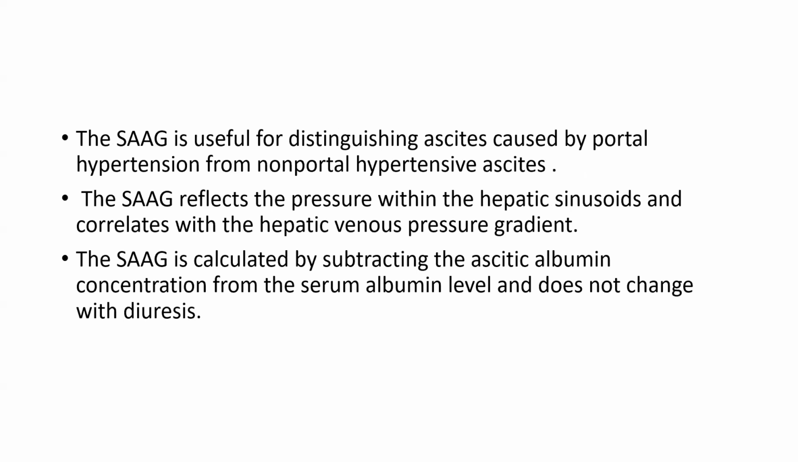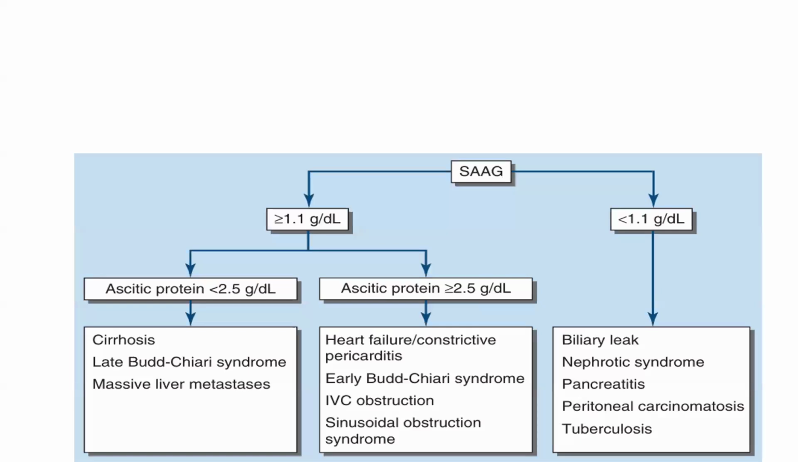Now, another way by which we can diagnose the etiology of ascites is the serum ascites albumin gradient. It reflects the pressure within the hepatic sinusoids and correlates with the hepatic venous pressure gradient. So how is the SAAG calculated? It is calculated by subtracting the ascitic albumin concentration from the serum albumin level, and let's see how this value helps in diagnosing ascites.